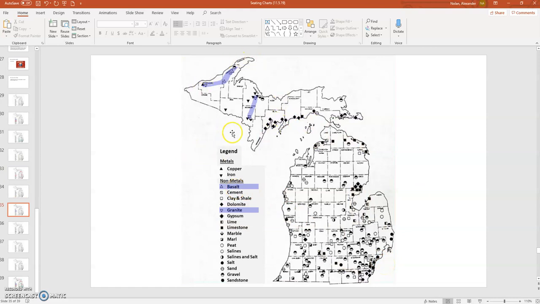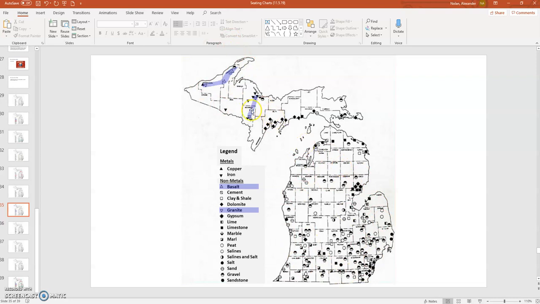Let's talk about some igneous rocks. So if we go up to the UP, way up here in the Keweenaw Peninsula and in this western half of the UP, we find a lot of basalt and granite. These are igneous rocks, formed from magma and lava that have cooled off over time. We don't find any of that in the lower peninsula, only up here. And so whatever process resulted in these rocks is way different than the one that resulted in these rocks down here.